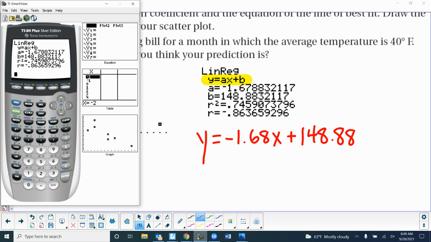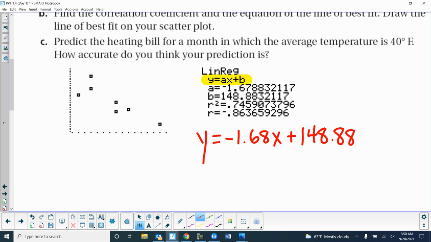Okay? So where do I go to put that in? What button do I start with? How do I graph a line? What button? Y equals, thank you. Okay? So we put negative, that's down here, 1.68, x is right there next to alpha, plus 148.88, and then hit graph, and it'll draw it in for you. The reason we have to draw it in is so we can answer the last part.